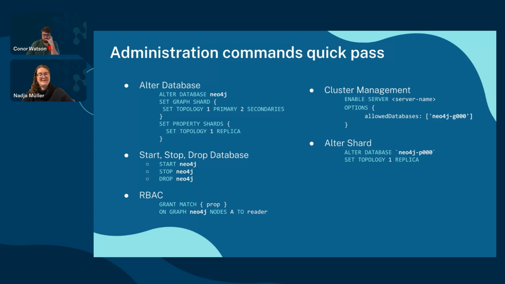And if you want to define role-based access control, you also need to define that on the virtual database, and it will apply on all the shards as well. There are a couple of places where it makes sense to use the shard name instead. One of those is the example we've seen before, when you define which databases are allowed to be hosted on a specific server in cluster management. And another one is that we also allow you to define the topology of a specific shard. So in this example, we changed the topology of the first property shard to one replica.